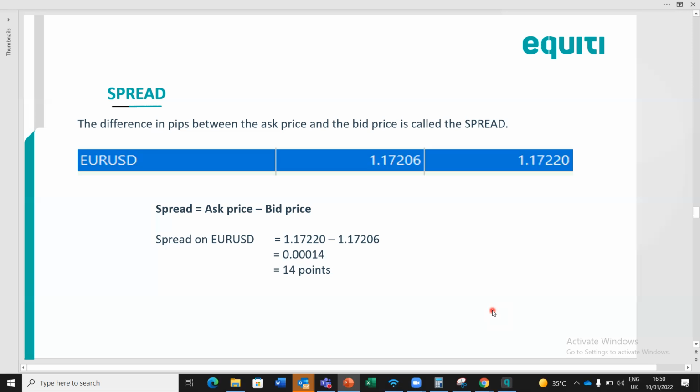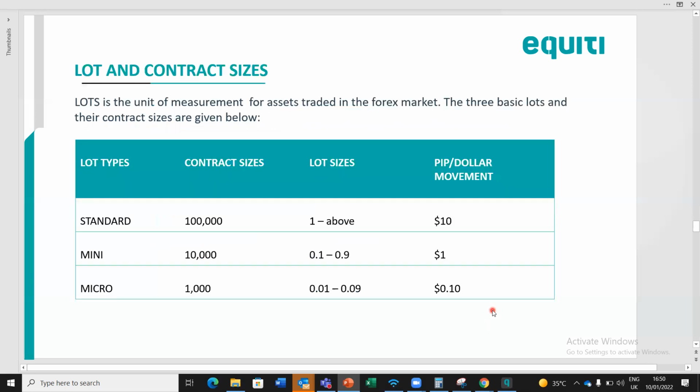All right. Okay, so let's quickly talk more about some other concepts as regards our beginners course. Let's talk about the lots and contract sizes. Now, lots is the unit of measurement for assets that are traded in the forex market. It's the unit of measurement. So when we want to measure the volume that is being traded in the market, we simply talk about what?